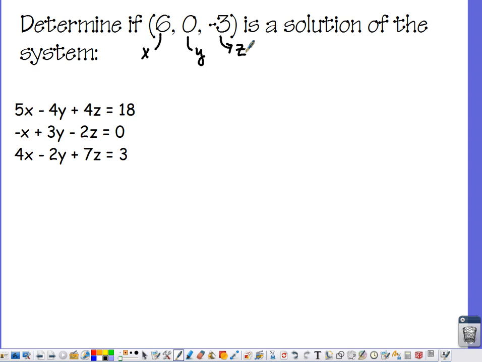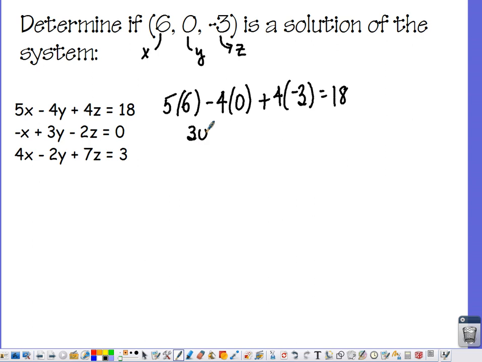So for example, if we plug in, our x is 6, so we're going to do 5 times 6 minus 4, y is 0, plus 4, and z is negative 3. And that has to give us 18. So we find out 5 times 6 is 30, 4 times 0 is 0, 4 times negative 3, we're going to make that a negative 12, equals 18. So you find out 30 minus 0 minus 12 gives us 18. So it works in the first one. And we'll put a little check here to tell us.